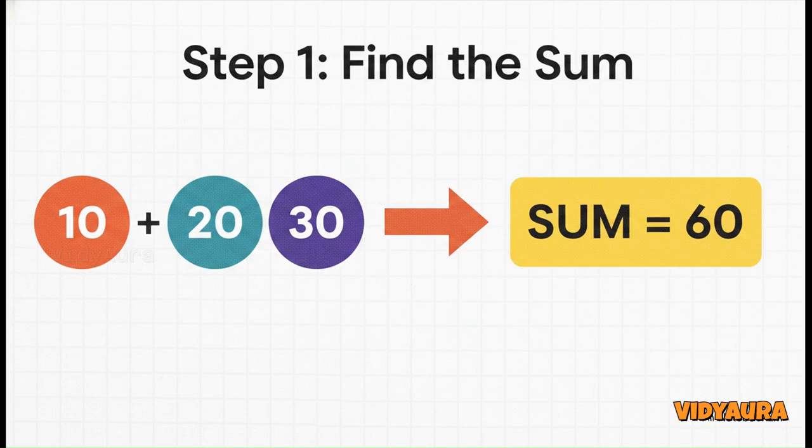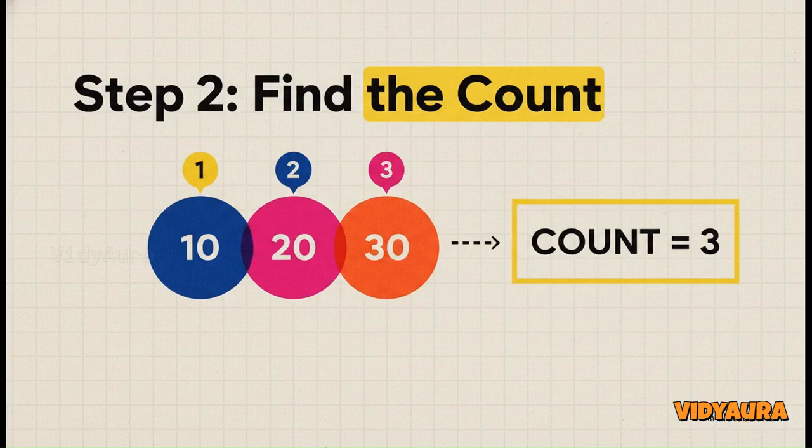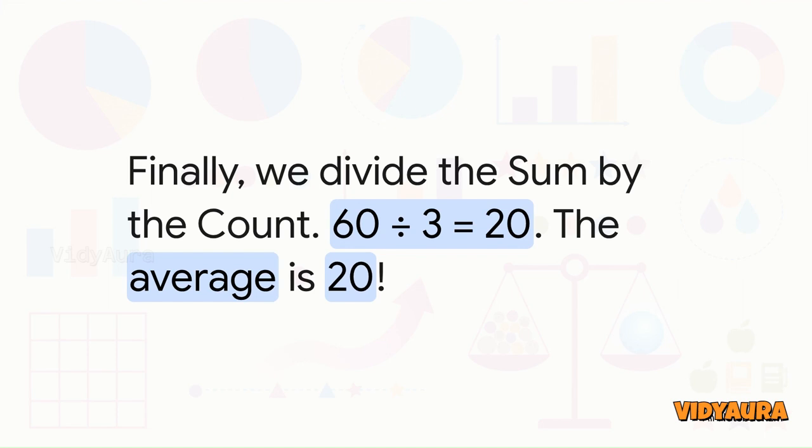First step, check. Next up, step 2, find the count. So how many numbers are in our list? Let's see, we have 10, 20, and 30. That's 1, 2, and 3 numbers in total. So our count is 3. Awesome. Second step, check. And now for the grand finale.